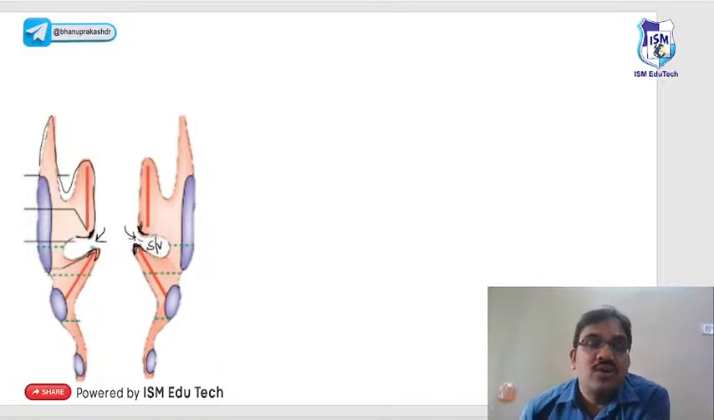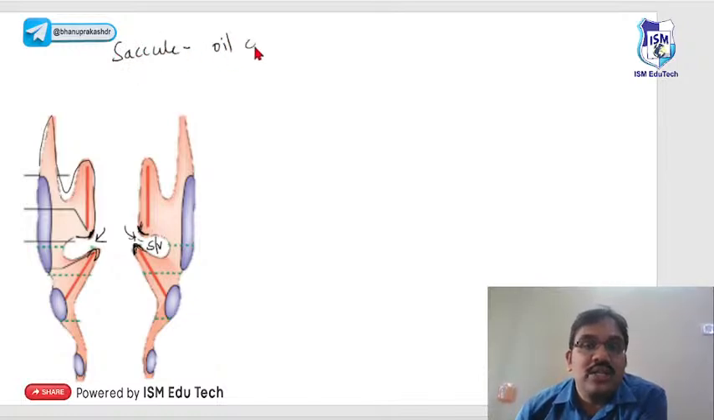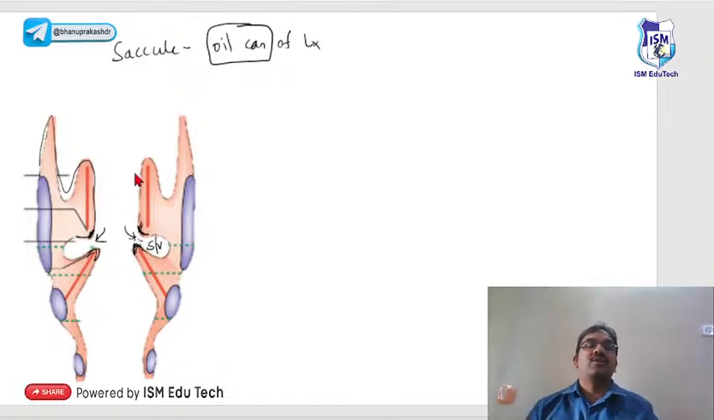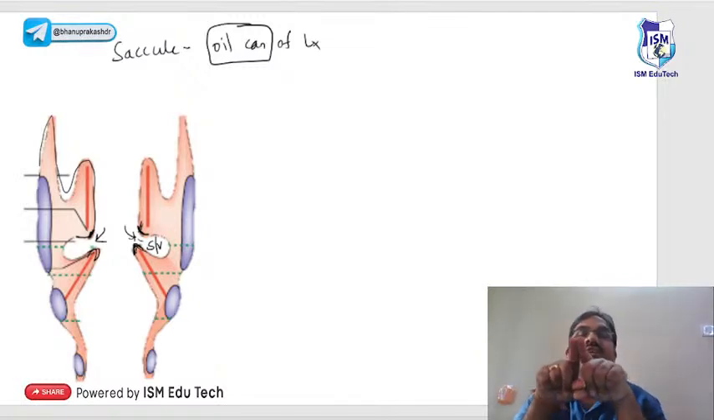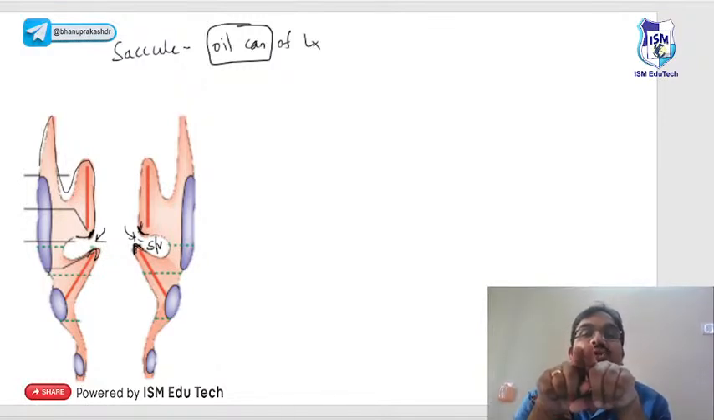The importance of this saccule or vestibule is that the saccule is also called the oil can of the larynx. Why is it called the oil can of the larynx? Whenever you are speaking, both your vocal cords will be vibrating and touching each other. The frequency of these vibrations will be approximately 200 times per second. You can't even see it with the naked eye. If they are vibrating with such a high frequency, they are prone to get damaged due to friction between them. Huge amounts of friction heat can be generated and the structures will get damaged within no time.